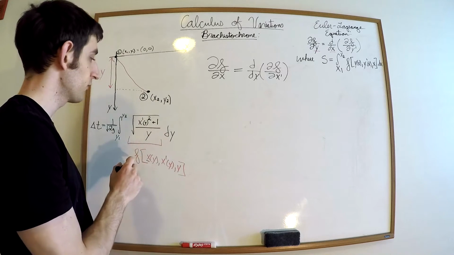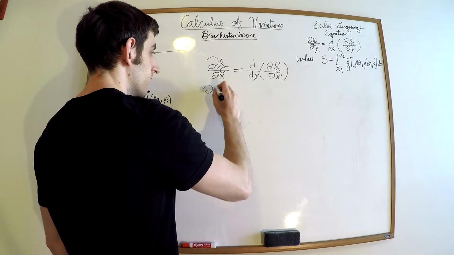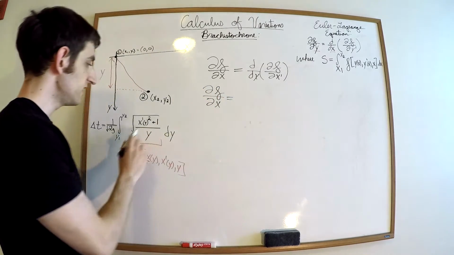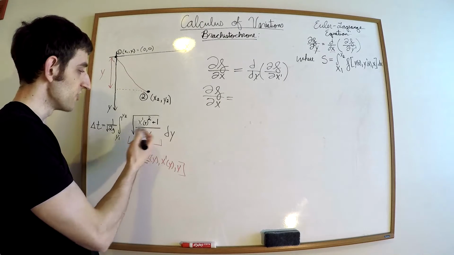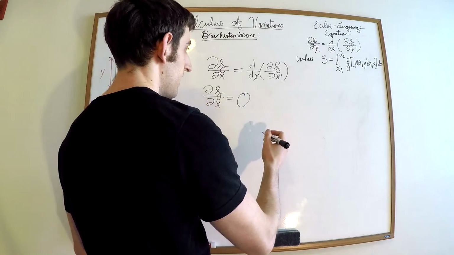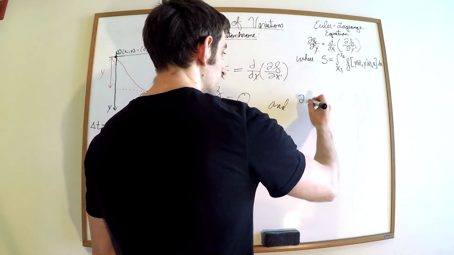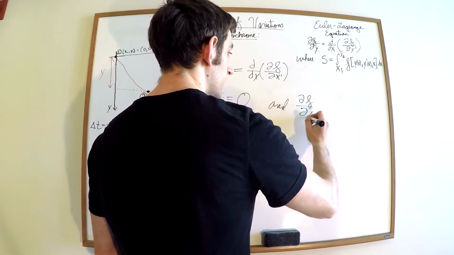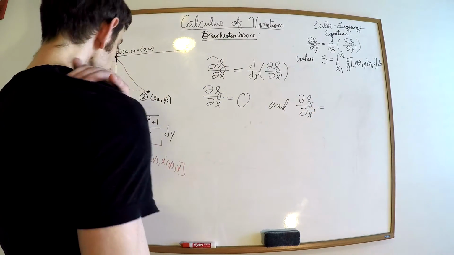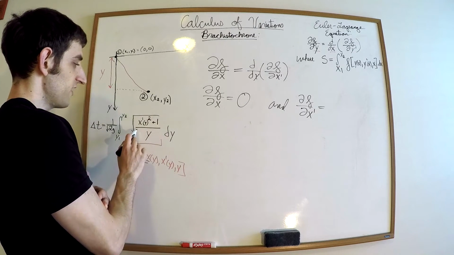Okay, so the first thing we're going to do, we're going to take df dx. So df dx. Luckily, we see here, there's no x here, so this guy becomes 0. And we also have df dx prime. Okay? And so in order to do that, we got an x prime here. So we're going to differentiate this.